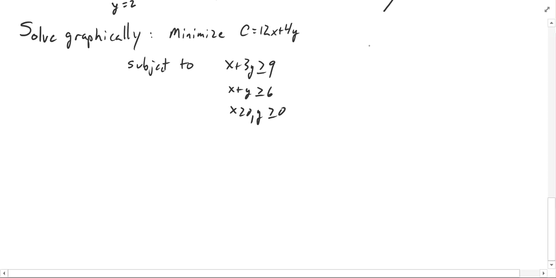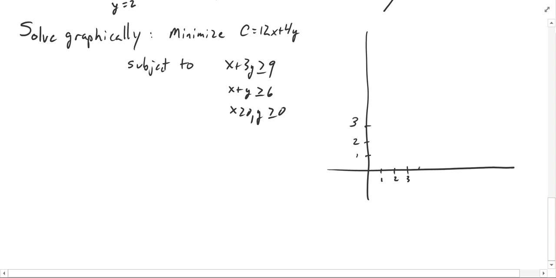So to solve this, I start by graphing the feasible region, the solution to these inequalities. The first equation, I'm going to treat that as an equation and look for the intercepts. If x is 0, y is going to be 3. And if y is 0, x would equal 9. So that first equation is going to connect those 2 points, 3 and 9.